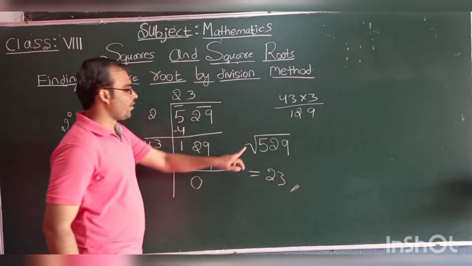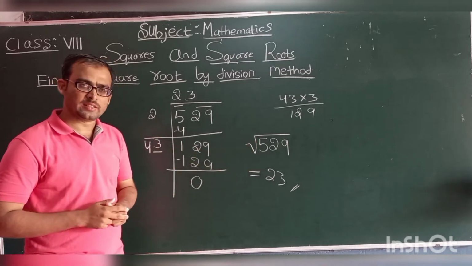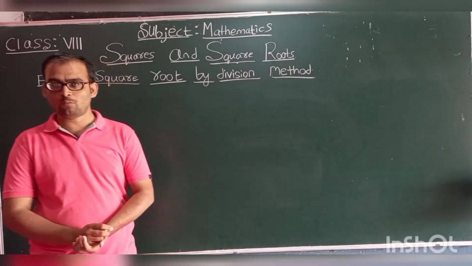The square root of 529 is 23. Students, now let us take one more example.